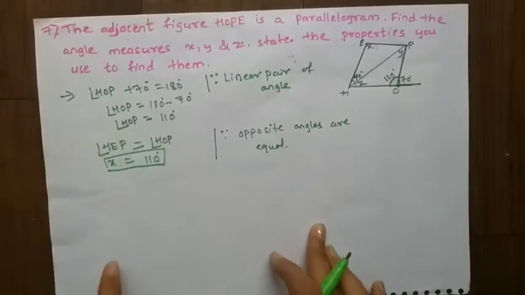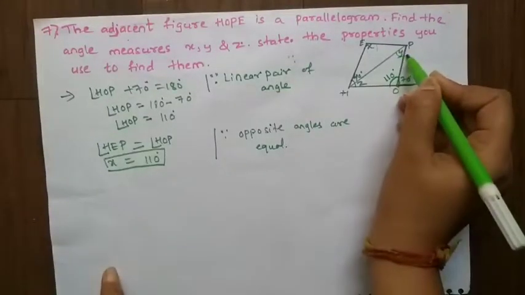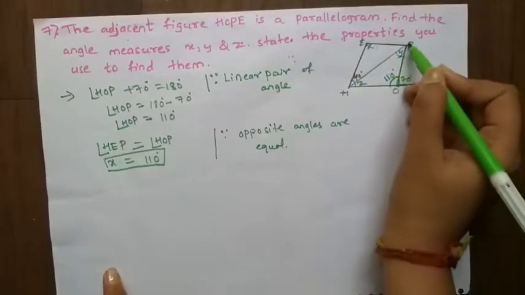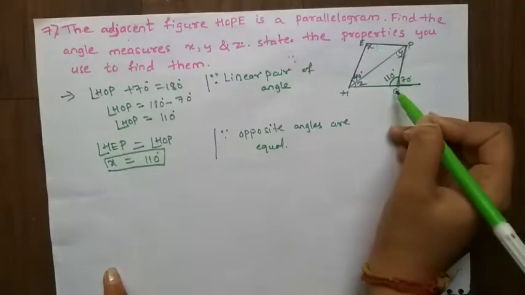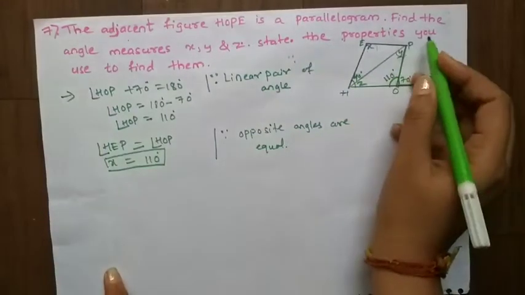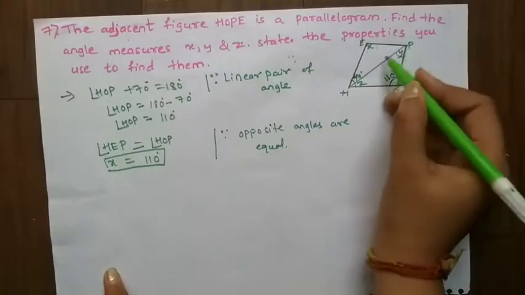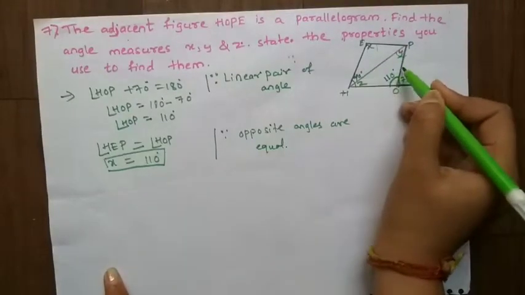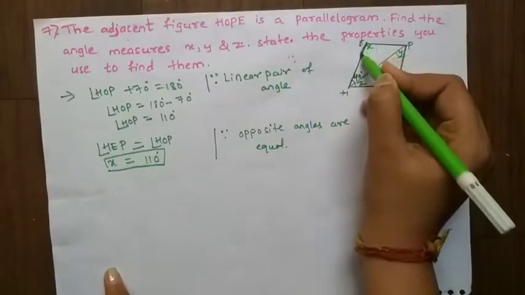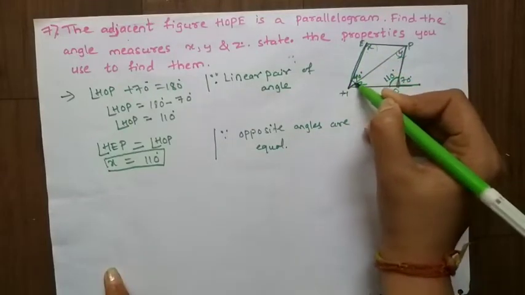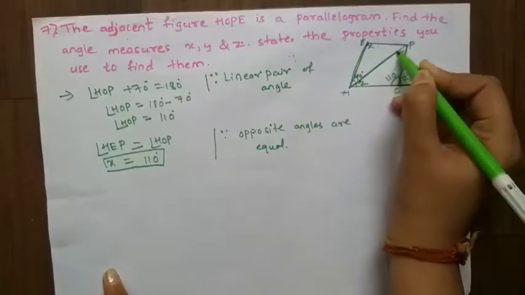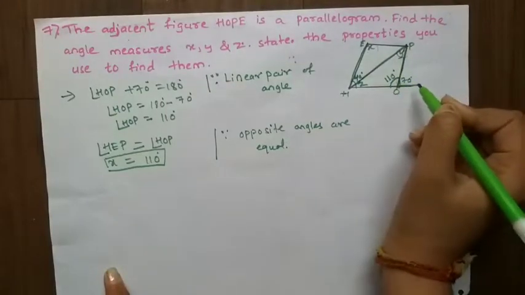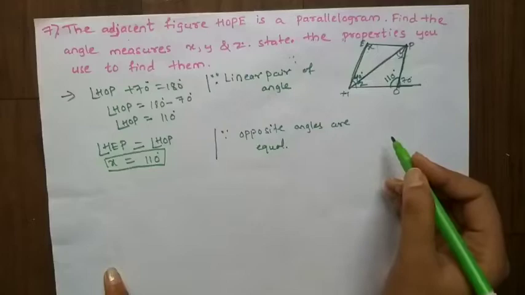Next we have to calculate the Y. Here just observe here, HP and PO are the parallel lines and here HP is the transversal line. Okay, so when a transversal line intersects two parallel lines, it forms a Z shape. Here just observe here, EHPO forms an alternate angle.